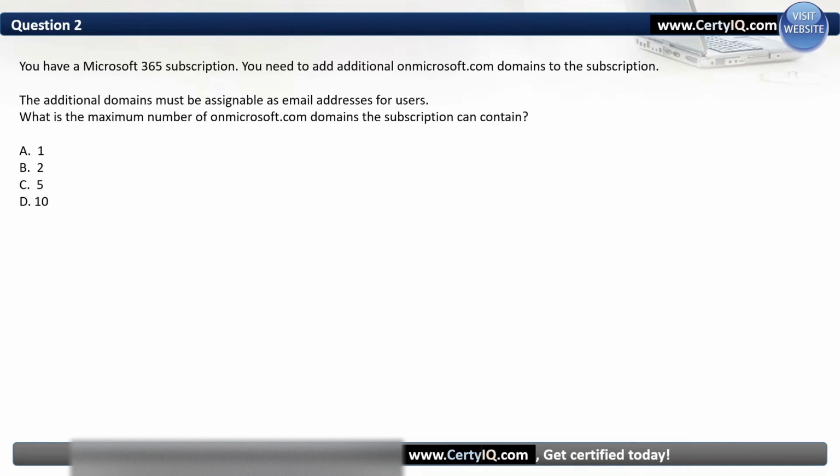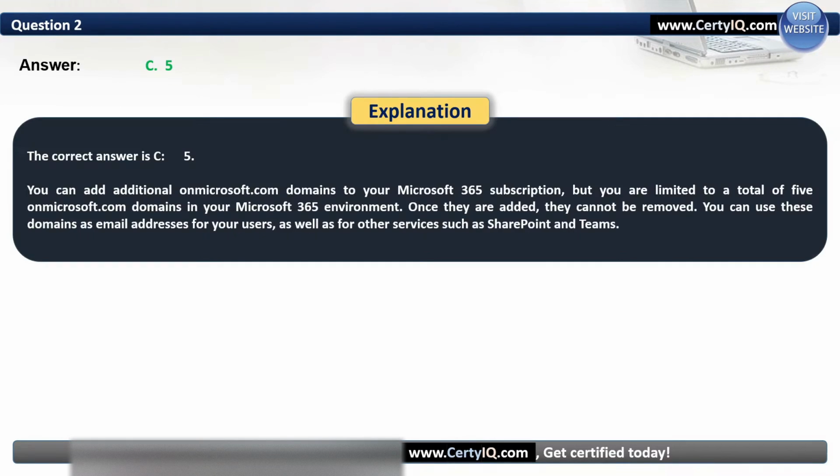Question 2. You have a Microsoft 365 subscription. You need to add additional onmicrosoft.com domains to the subscription. The additional domains must be assignable as email addresses for users. What is the maximum number of onmicrosoft.com domains the subscription can contain? The correct option is C, 5. The correct answer is C.